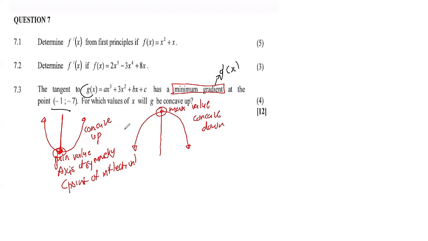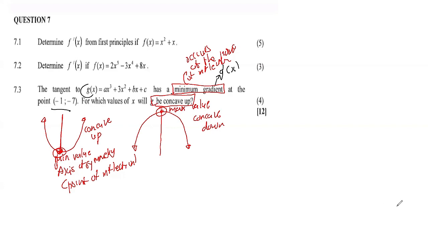So number 1 is discovering that that point is actually the point of inflection, because the minimum or the maximum gradient always occurs at the point of inflection. Now, let's continue reading. They say, for which values of x will g be concave up? There we go. You will remember that I said whenever they mention concavity, concave up, concave down, then that thing has to relate to the point of inflection. And I just told you that the minimum gradient occurs at the point of inflection.